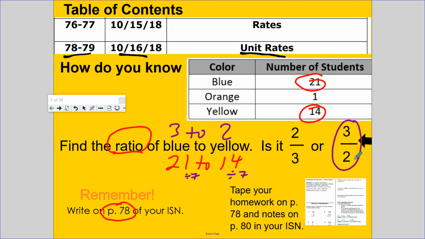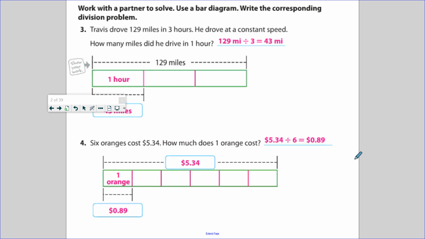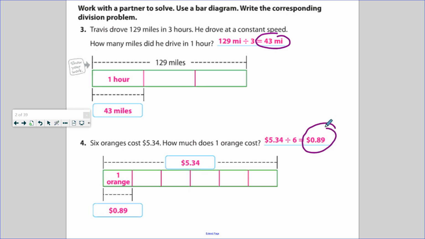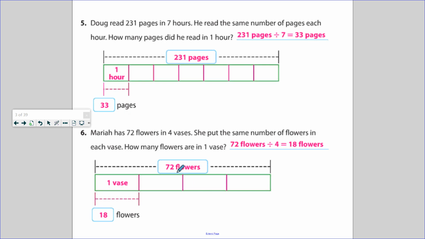All right, so take out your homework. You may need to take out a red checking pen to see how you did on this homework. Number 3, the answer is each hour is 43 miles. Number 4, how much does one orange cost? For each orange, it costs 89 cents. You're supposed to divide $5.34 into 6 oranges. Number 5, how many pages did he read in 1 hour? Each hour, he read 33 pages.